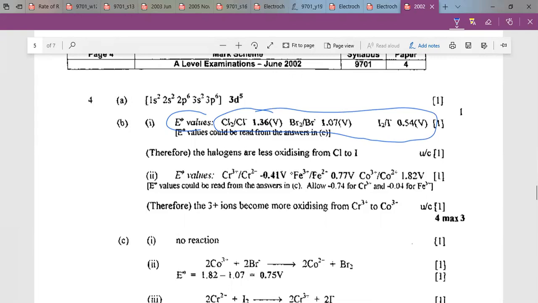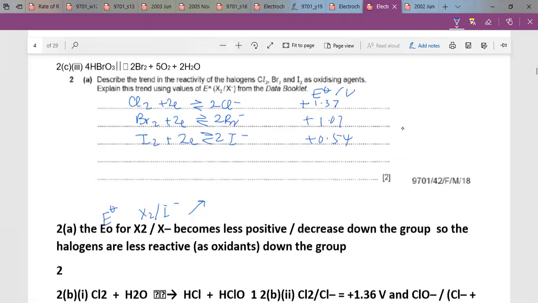Now I put in another point. Therefore, halogens have less oxidizing power from Cl2. So you conclude E naught is less positive down the group. Less positive, therefore less oxidizing power.